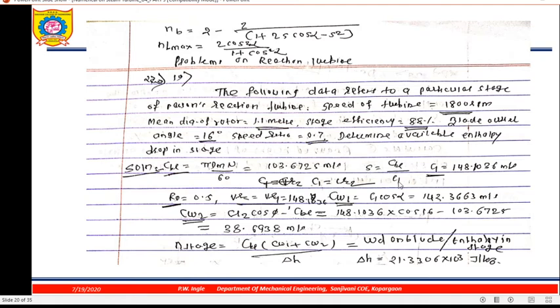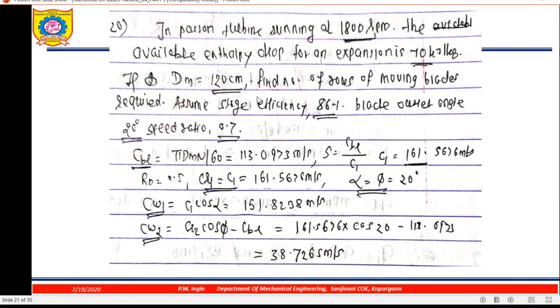Now again S equals Cbl by C1, so C1 equals Cbl upon S. You are getting 148 point something. Then again C1 equals Cr2, correct? And Cr2 equals Cr1. Now Cw1 from the velocity triangle is C1 cos alpha. Then what is Cw2? It is Cr2 cos phi minus Cbl. So in this way you get the value of delta H as 21.33 into 10 to the power 3 joule per kg.